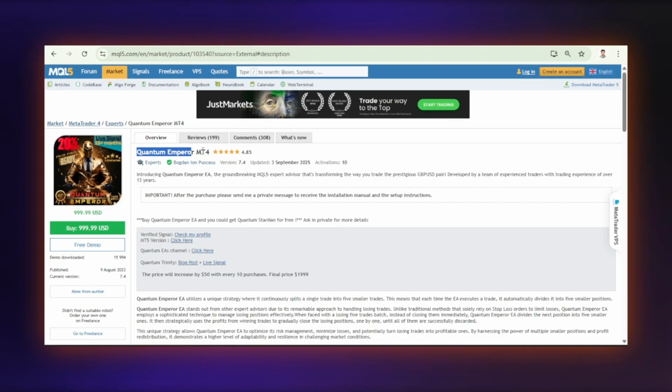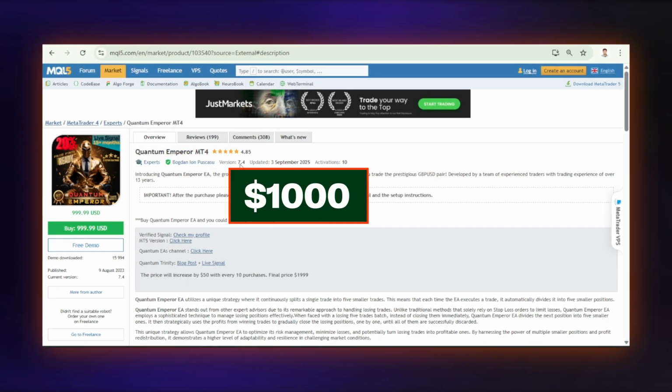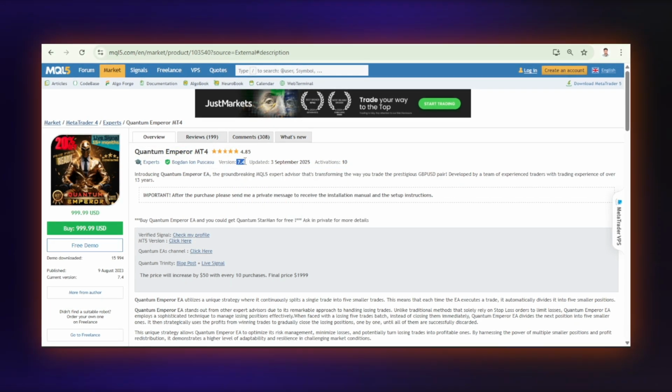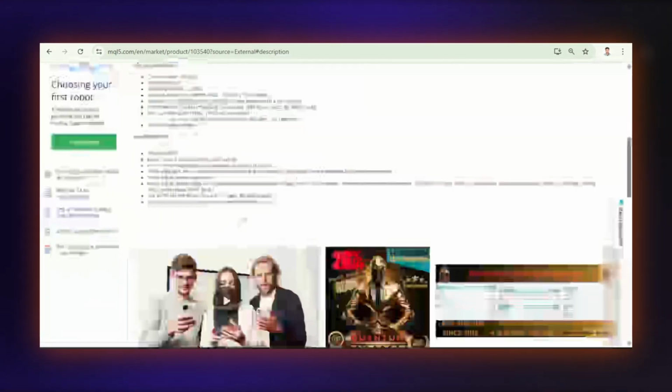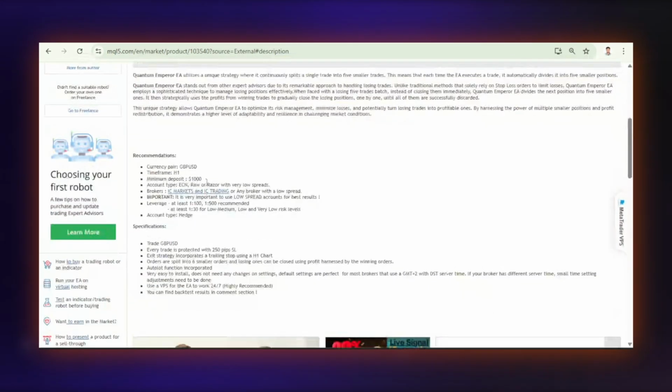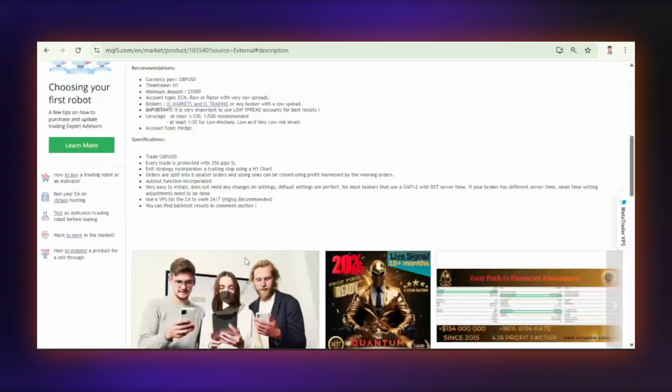Quantum Emperor operates best on the GBP USD pair with a minimum deposit of $1,000 and is compatible with ECN accounts. It's highly recommended to use a broker that offers low spreads for the best performance. This EA is designed to work seamlessly with brokers like IC Markets and IC Trading, and we recommend using low spread accounts for optimal results.